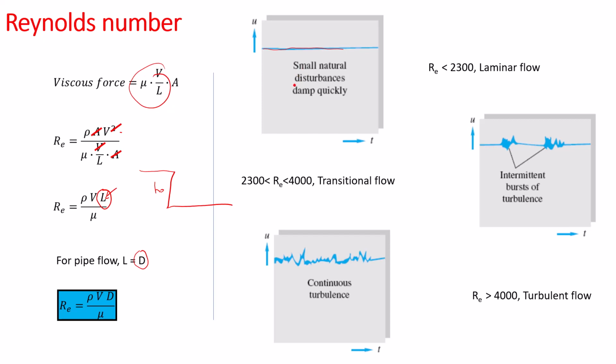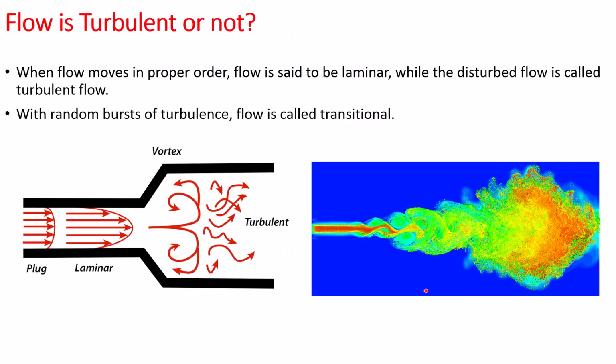If there is some disturbance, it will be damped very quickly because the viscosity is dominating there. Then we have some intermittent bursts of turbulence that are continuously being injected into the flow. That is the transitional flow. Once the flow is fully disturbed, it is turbulent, and this happens when the Reynolds number is greater than 4000.